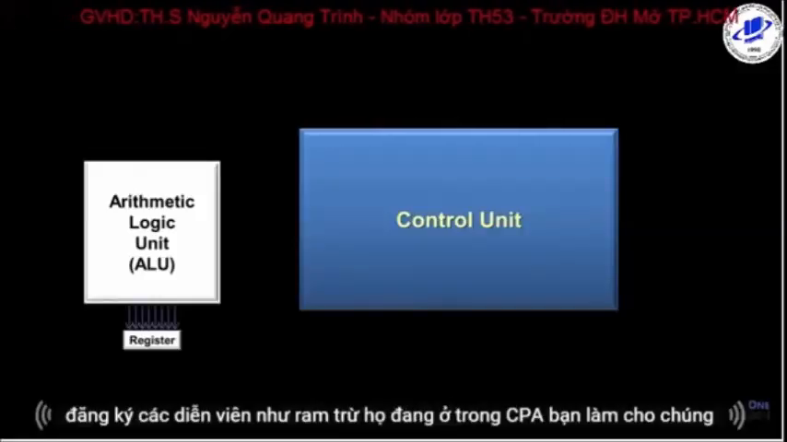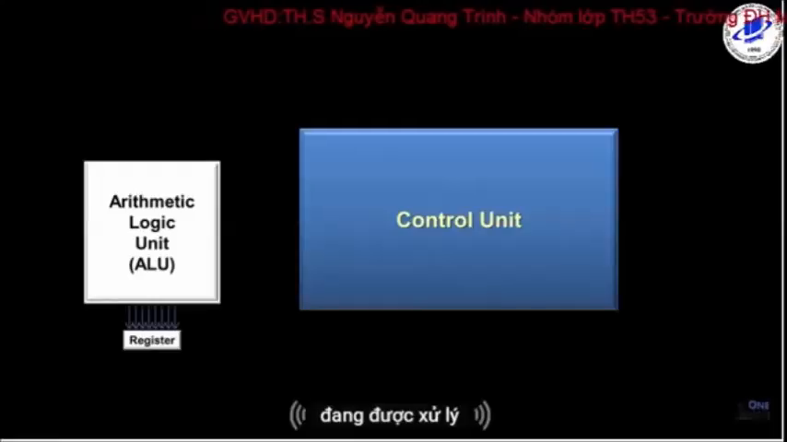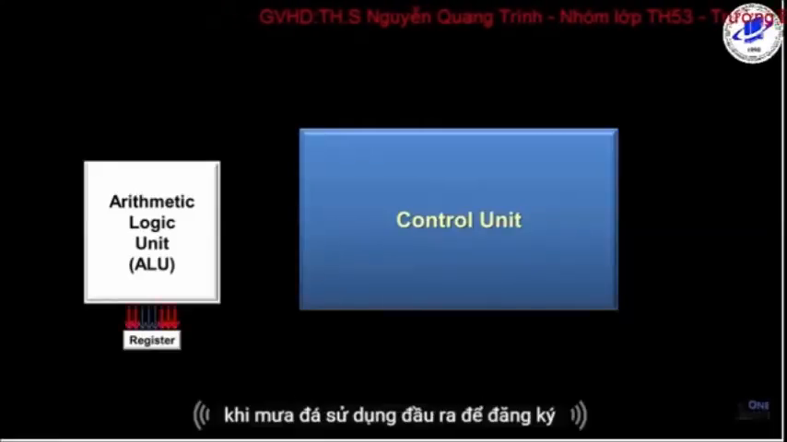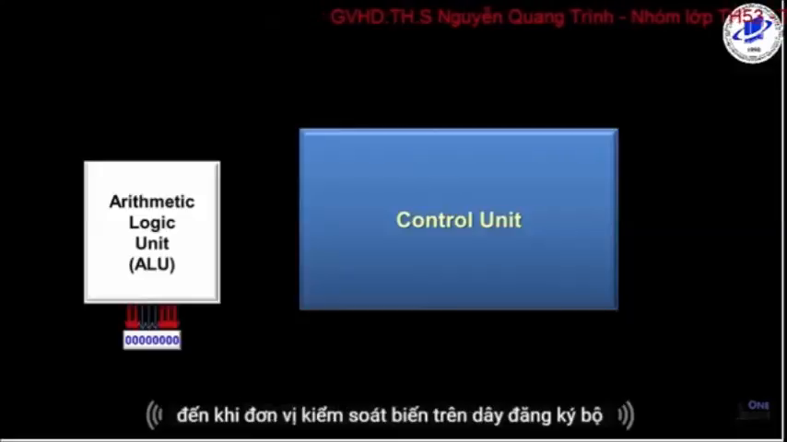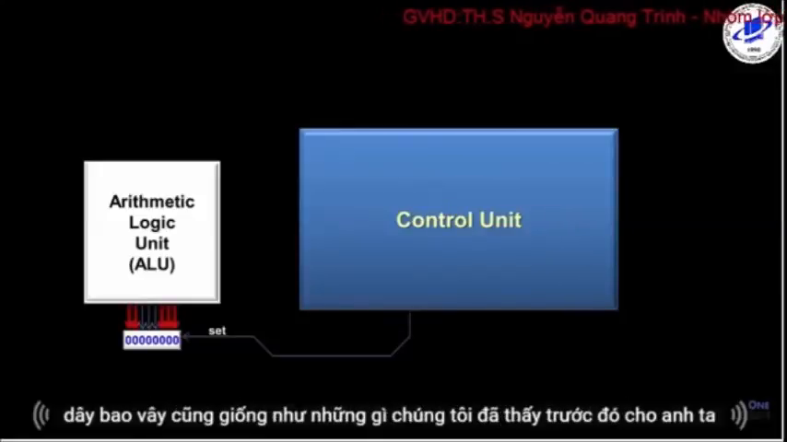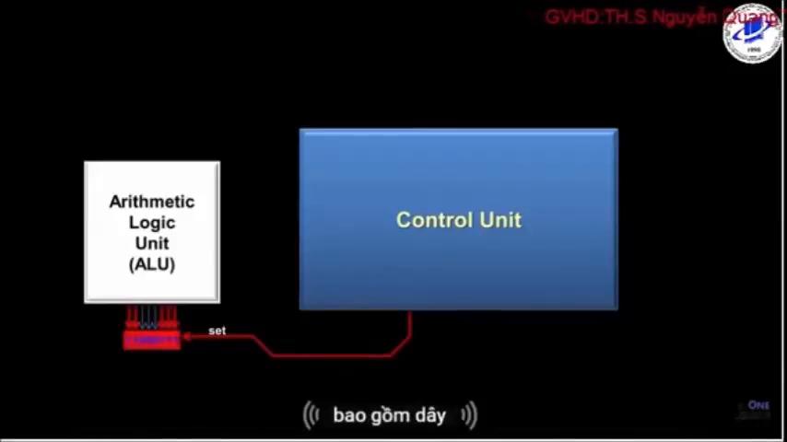Registers act just like RAM, except they are inside the CPU, making them faster and more useful for storing a number temporarily while an instruction is being processed. When the ALU sends the output to the register, it won't actually be saved until the control unit turns on the register's set wire. The set wire is just like the one we saw earlier for RAM. When the set wire is turned on, the register saves whatever number is on its input wires.